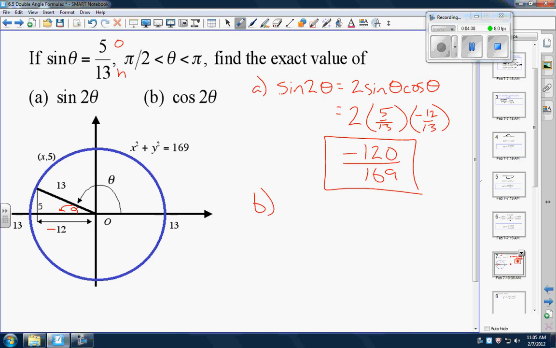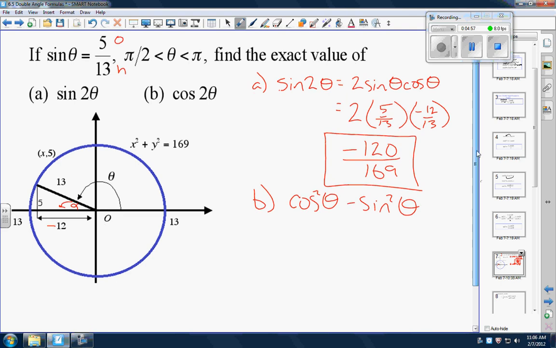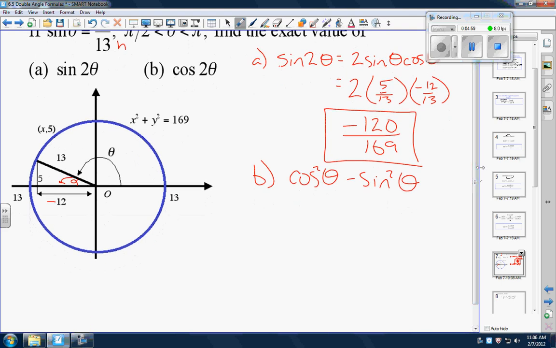Cosine of 2 theta, you got 3 choices. Okay, no matter how you do this, you're going to get the same answer. So I'm just going to pick the first one on here. I'm going to do cosine squared minus a sine squared. Go to your triangle, plug your stuff in, and you'll have it.